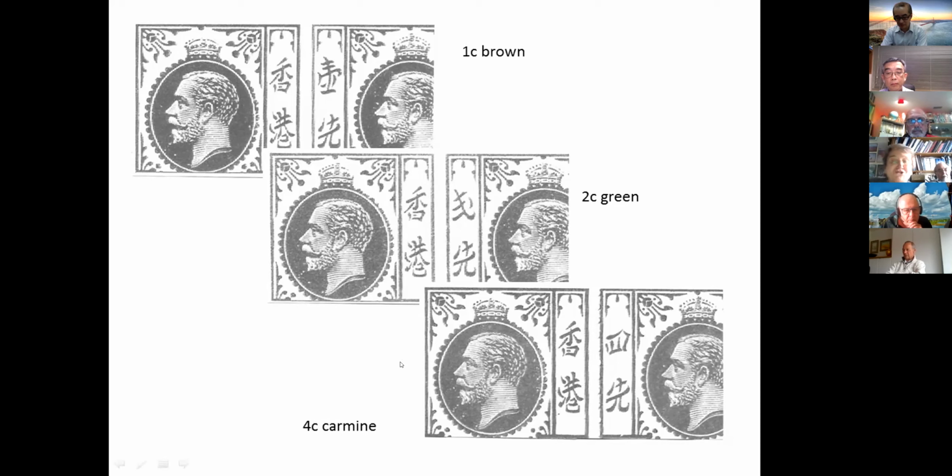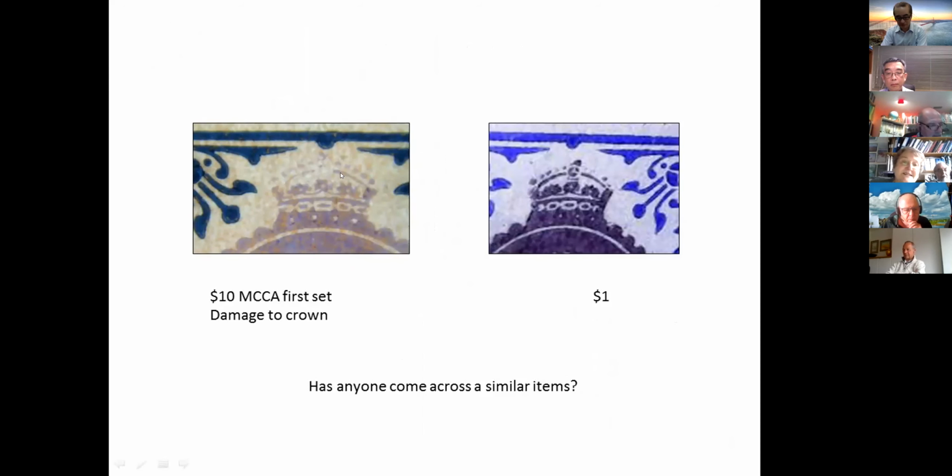I also have a $10 from the first set that has a flaw on the crown that I can't identify, and if anybody can help me, I'd be delighted. And this was Sarah's, that I hope she's going to be able to show again, with a flaw that's similar to the 1 cent, but without the specks, that we'd be delighted to be able to properly identify. There we go. Very nice. Now, if anybody can help me, I'd be delighted.